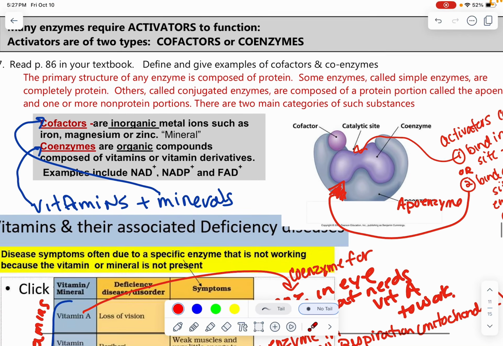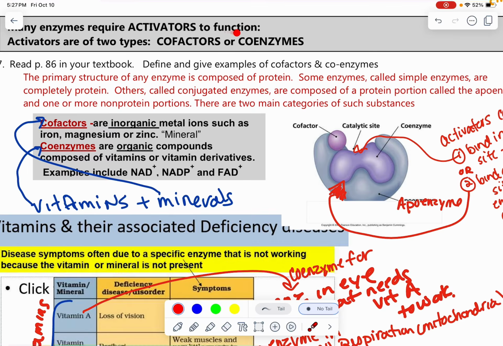Okay, so this is talking about activators again. Some enzymes require activators. I talked about this in class. They're either cofactors or coenzymes, which we can see down here. A cofactor is something that's inorganic, like a metal ion, like some of these things we need, like calcium ions, magnesium. These are ions that we need in our diet, minerals.